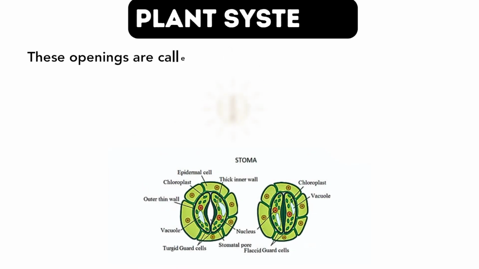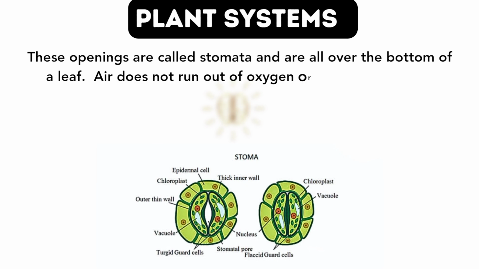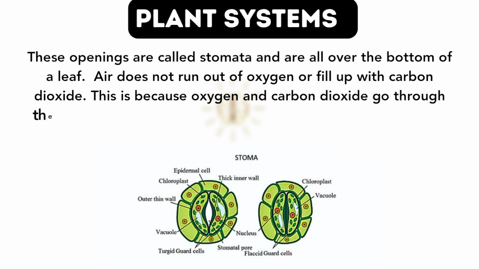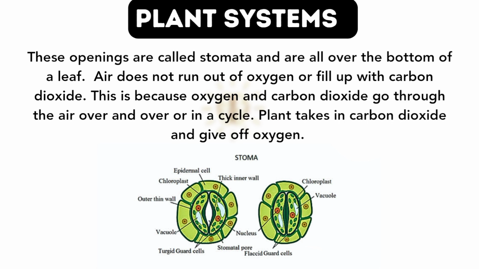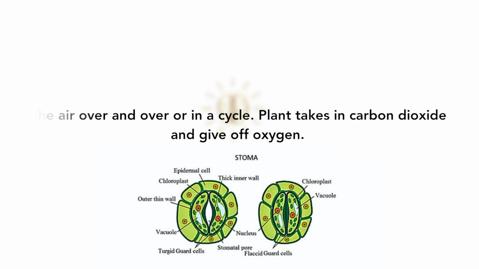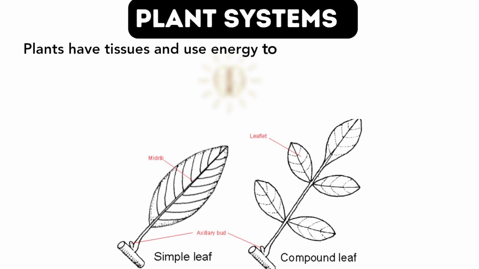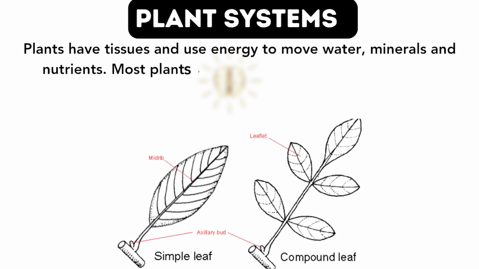Carbon and oxygen cycle. Air does not run out of oxygen or fill up with carbon dioxide. This is because oxygen and carbon dioxide go through the air over and over, or in a cycle. Plants take in carbon dioxide and give off oxygen. How do plants move materials? Plants have tissues and use energy to move water, minerals, and nutrients.